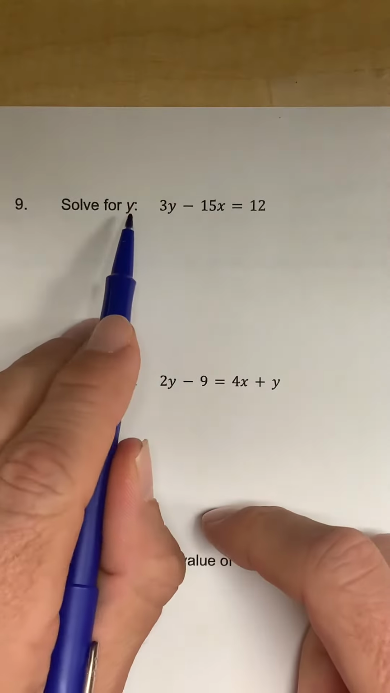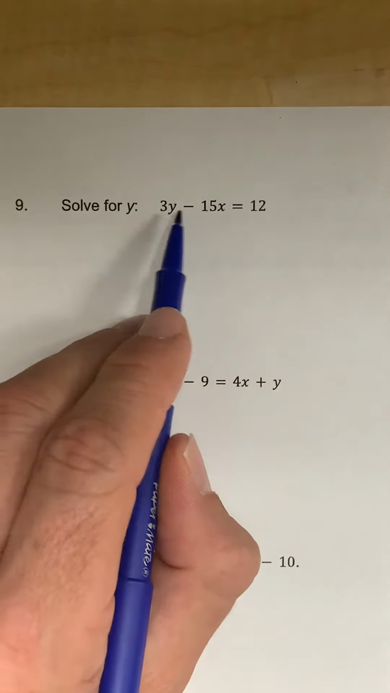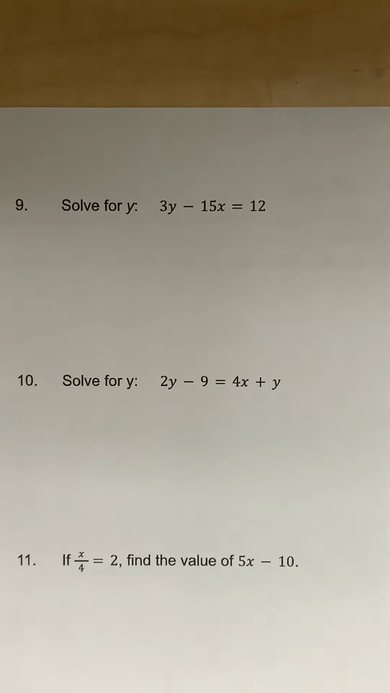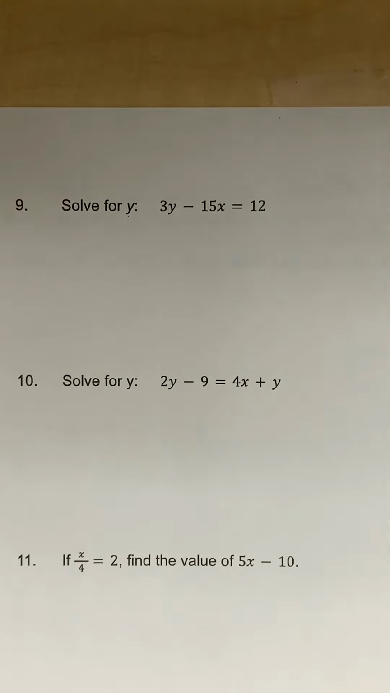Here we're asked to solve for y, and this one's interesting because there's actually two types of letters. There's y's and there's x's. When that happens, that's called a literal equation, when there's more than one type of letter. And it's telling us right now that y is the one that we need to get by itself.